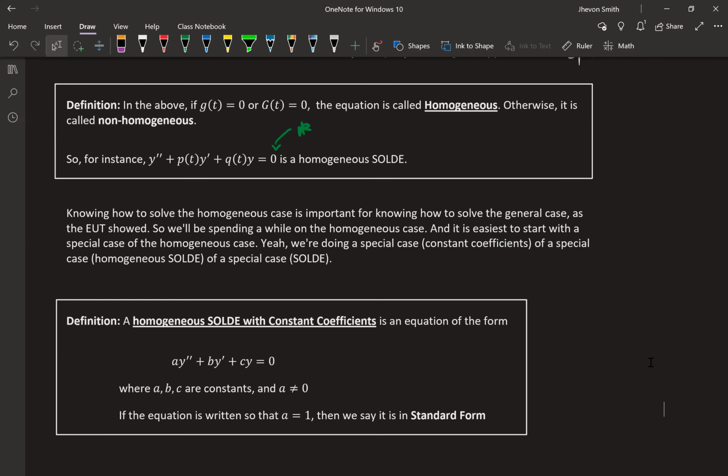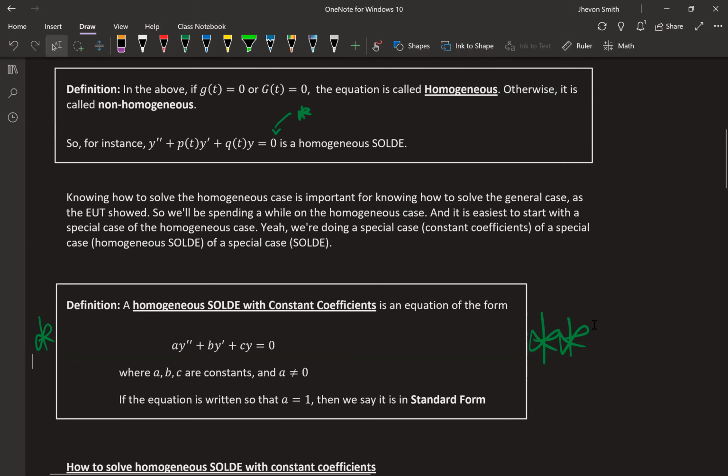Of course, for the y double prime to be present, the a has to be non-zero. So we're looking at equations that look like a y double prime plus b y prime plus c y equals 0, where a, b, and c are constants, and a is not 0. Of course, if your a is 1, it's in standard form, but it might not be given to you in standard form. So this is the equation we're really going to focus on today. This is the main focus for at least the first half of the class. Okay, so right now we're going to be learning how to solve equations like these.